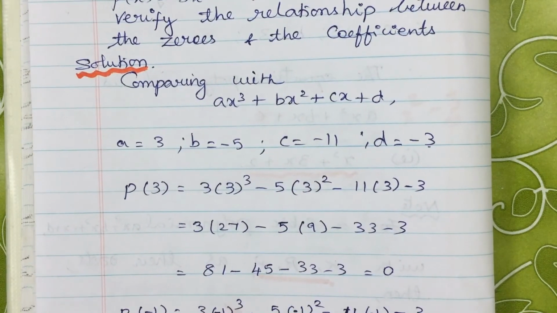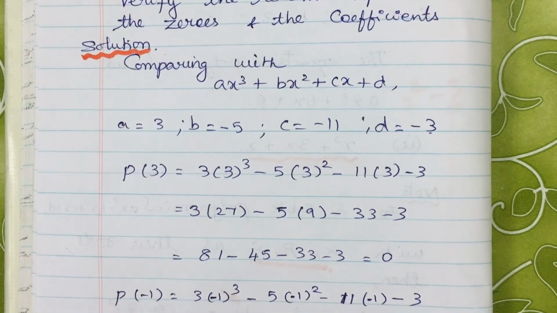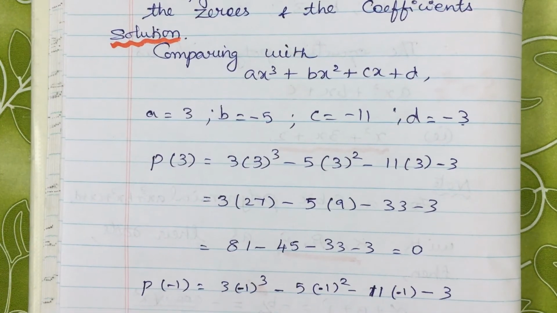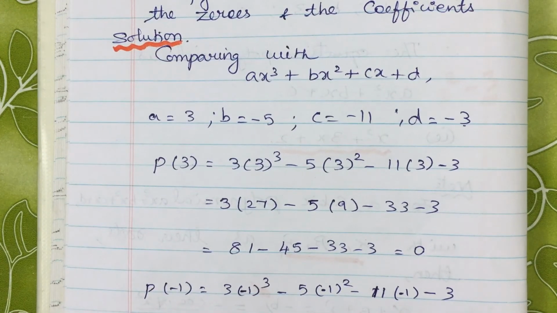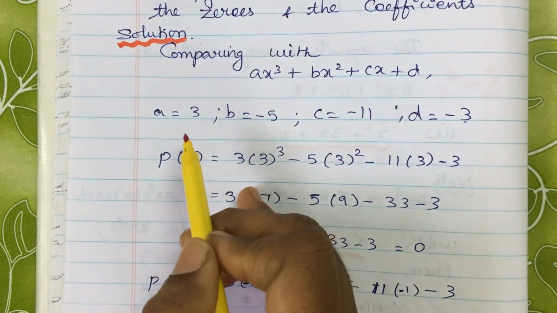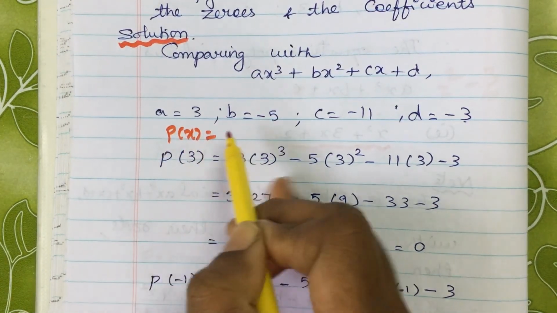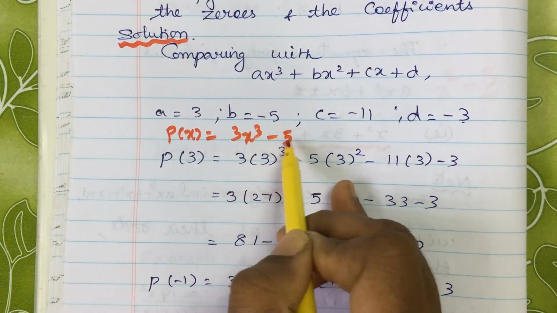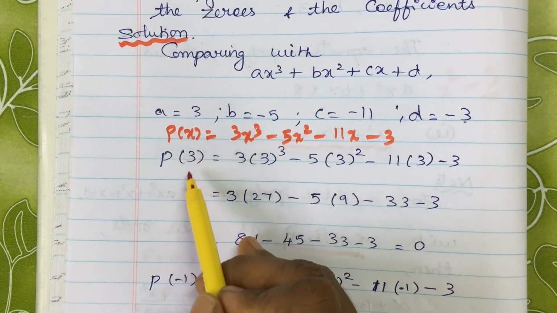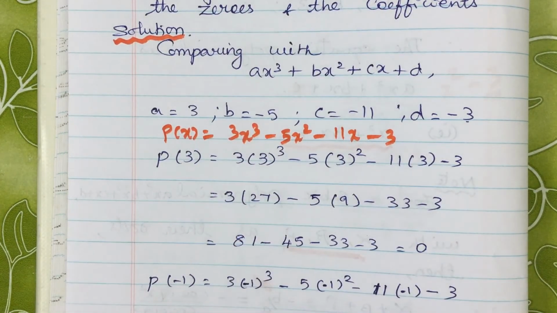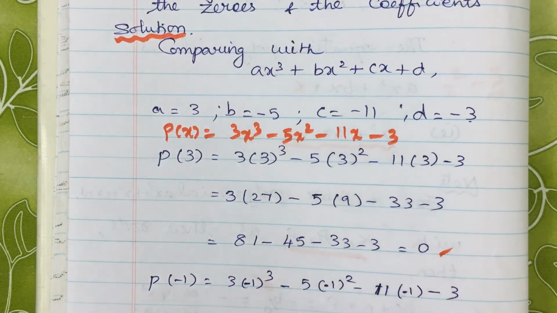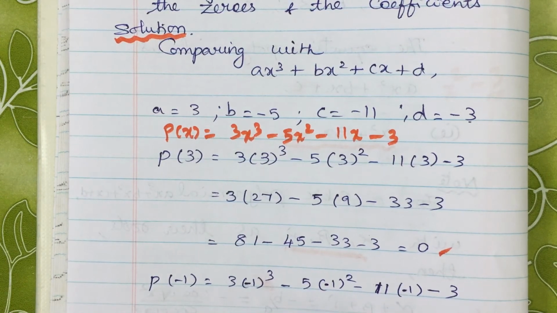So first, comparing with the general equation ax cube plus bx square plus cx plus d, I have written what is a, what is b, what is c and what is d. So first I have considered the polynomial p of x. So what is p of x? It is 3x cube minus 5x square minus 11x minus 3. So first I substituted the first zero, that is p of 3. I replaced all x with 3, and after simplification I got 0. Therefore 3 is found to be a zero of the given polynomial.